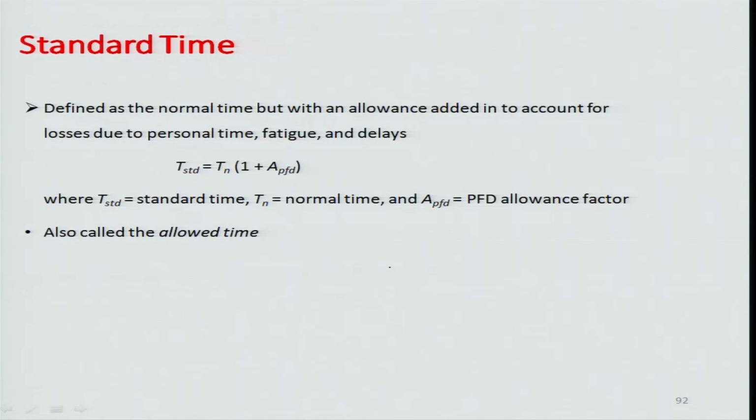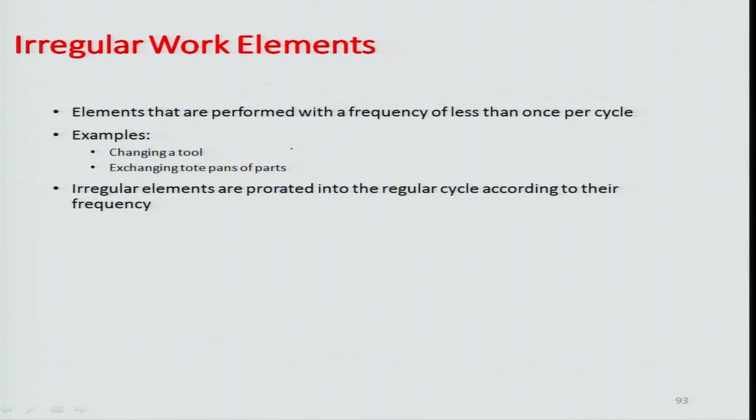Just as we did in the overall work system design, we did all these allowances here. So the standard time which comes out is typically more than the normal time by accommodating this allowance factor, or the allowed time is Tn times of 1 plus PFD. So there can be a lot of irregularity in the work elements. For example, elements can sometimes be performed with a frequency of less than 1 per cycle.